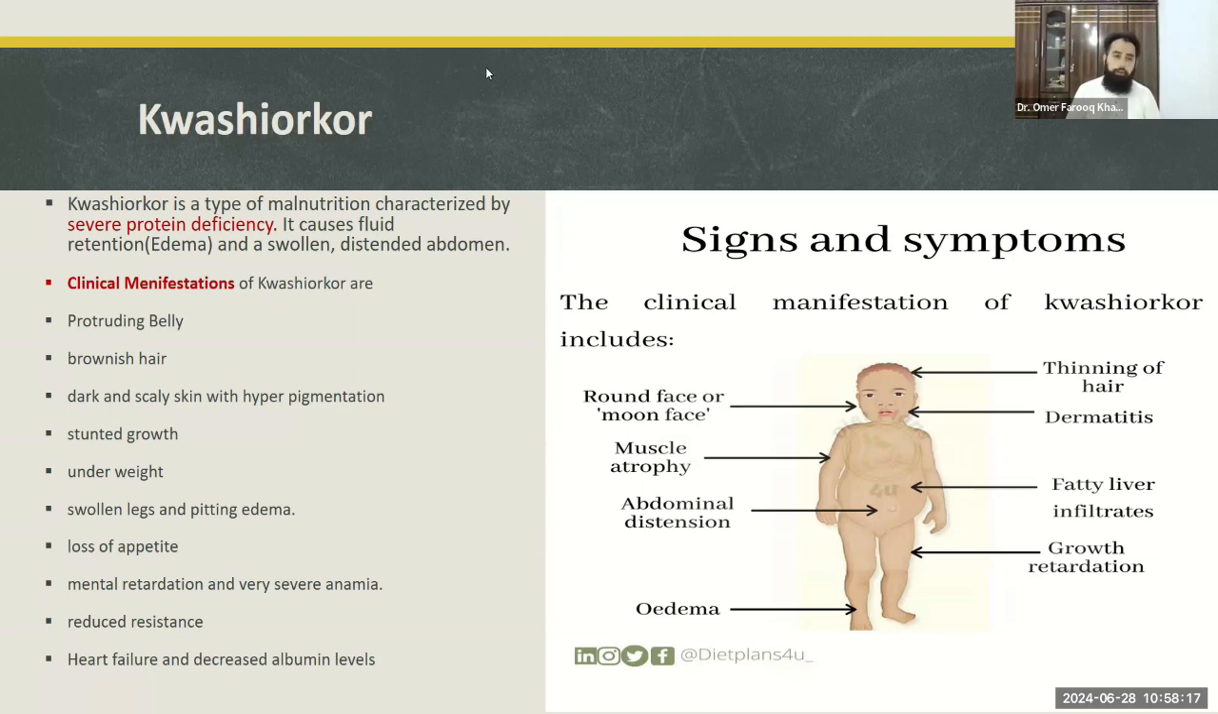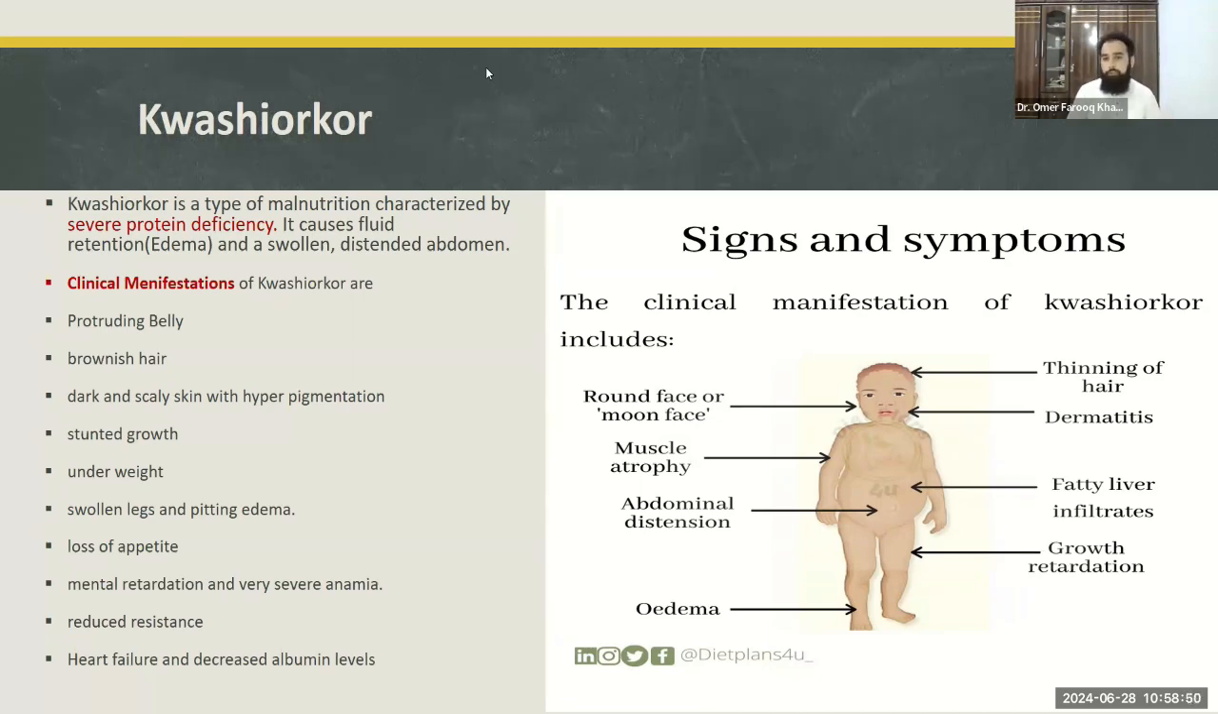Stunted growth, underweight, swollen legs. Sometimes they even gain weight as well due to fluid retention, but mostly they are underweight. Swollen legs and pitting edema, loss of appetite, mental retardation, very severe anemia, reduced resistance against infections, heart failure, and decreased albumin level. Albumin is the basic protein that is present in the blood. So if a child is not taking proteins, his blood albumin levels, blood protein levels will be less, obviously.